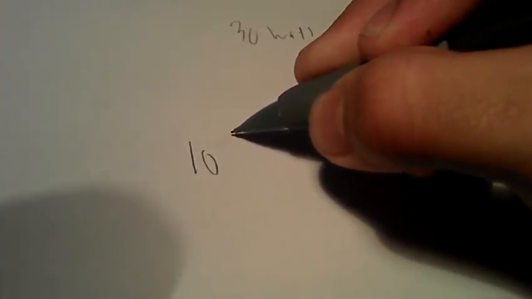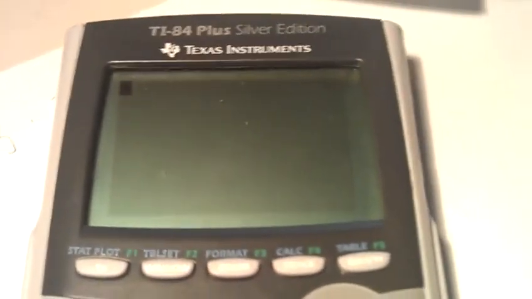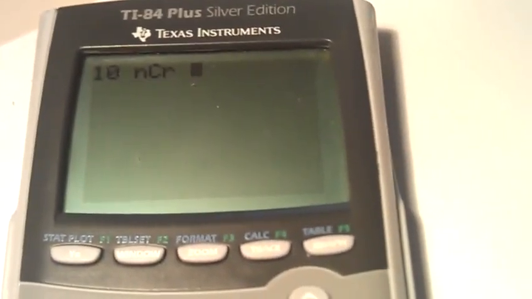So since there's 10 shirts, that's the bigger number, and the smaller number is 5. But you have to know why it's 5, because that's how many shirts he wants, and 10 is the total number. So we could do it by hand or plug it into the calculator, but I'll plug it into the calculator. 10, 5. He has 252 different ways.